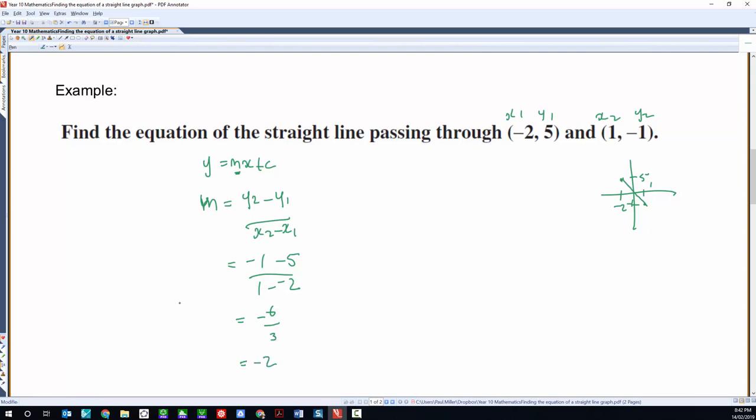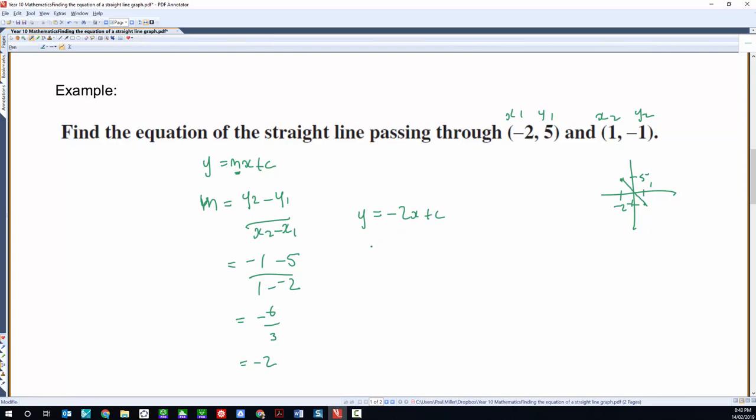This has also got a gradient of negative 2. That's a little boring actually, but anyway, we'll deal with that. Now you might think, all right, well, so y equals negative 2x plus c. We're going to sub the gradient into there. And I need the y-intercept. Note that neither of these coordinate points are the y-intercept.